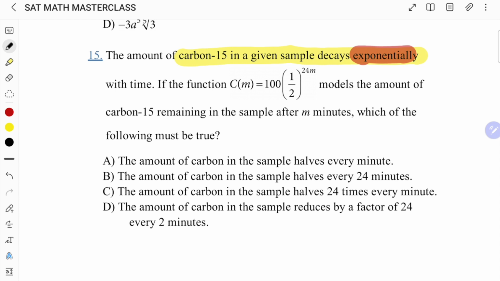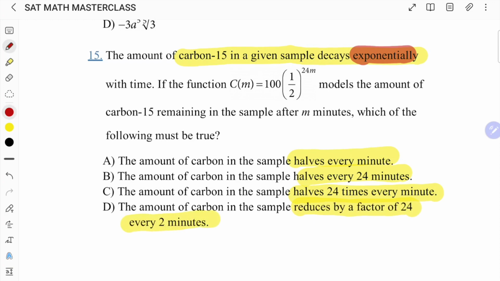To start this question, we must look at the options. The amount of carbon in the sample halves every minute, and the main words are halves every minute. The other options are halves every 24 minutes, halves 24 times every minute, and reduces by a factor of 24 every 2 minutes.